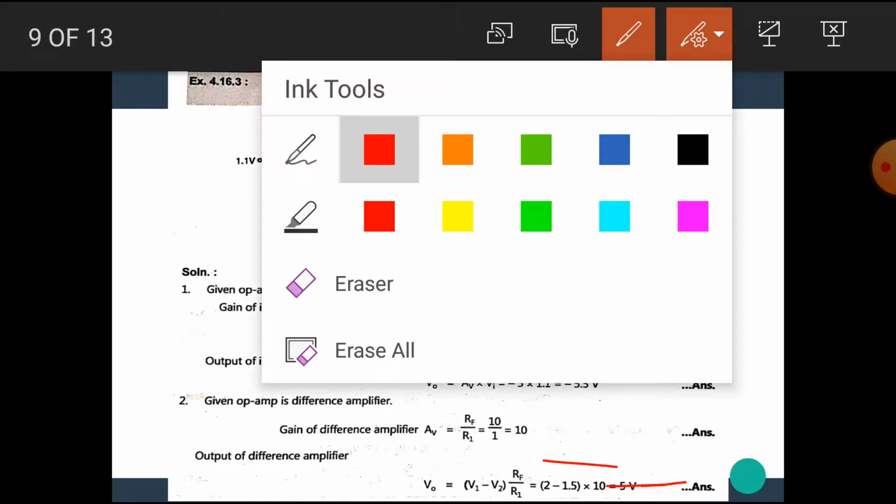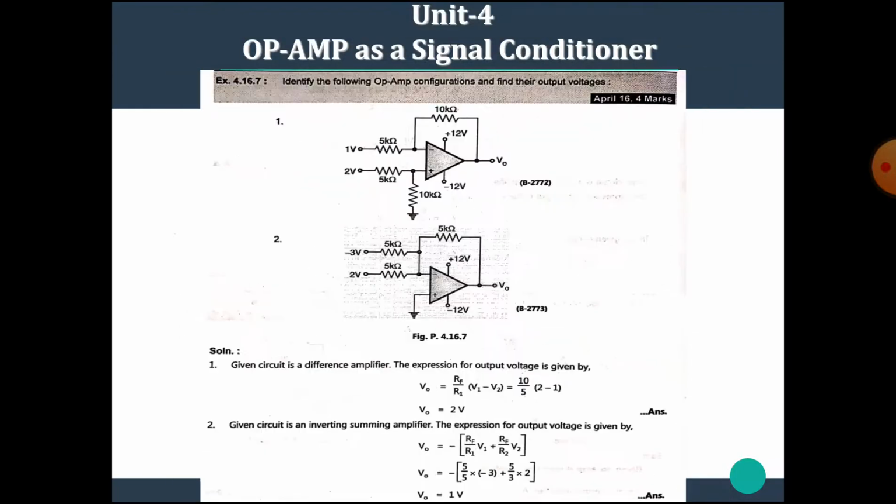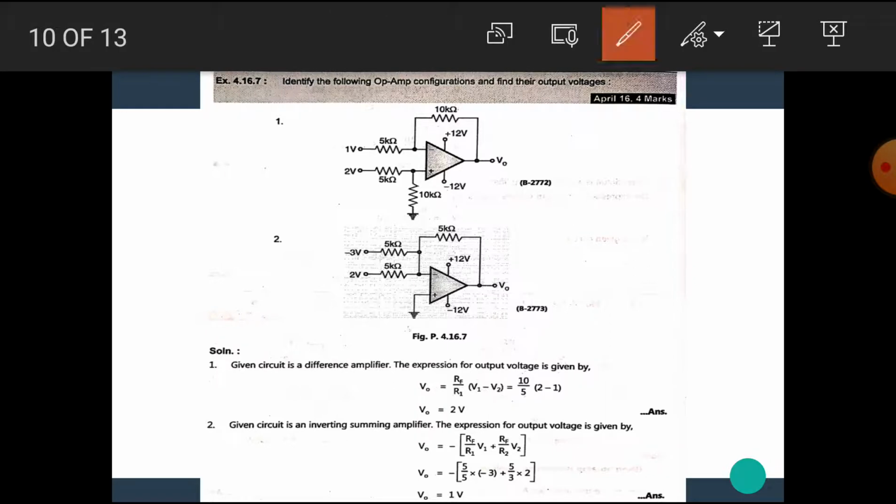This is the very simple example. I hope you all understand. Now let's see the next example. In this example also we can see there are two signals V1 and V2. Both are connected to different input terminals. Hence it is a type of, again, op-amp as a subtractor, or the difference amplifier.